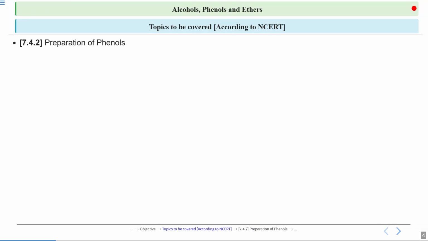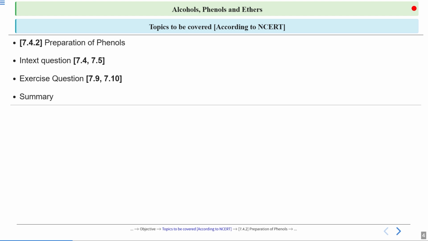For your reference, I have mapped the NCERT sections which we are going to cover. We will cover section 7.4.2, that is preparation of phenols. And we will solve some in-text questions, that is 7.4 and 7.5. We will solve exercise questions, that is 7.9 and 7.10. And then we will summarize whatever we studied in today's lecture.